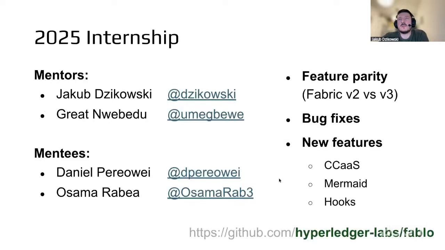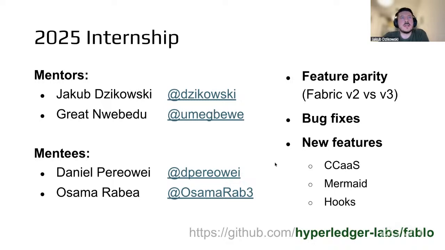And on this year's internship of Fablo, we were focusing on feature parity between Fabric version 2 and version 3, on some bug fixes, and we also managed to implement some new features like Chaincode-as-a-Service, exporting the network topology to Mermaid diagrams, and improving our hooks.